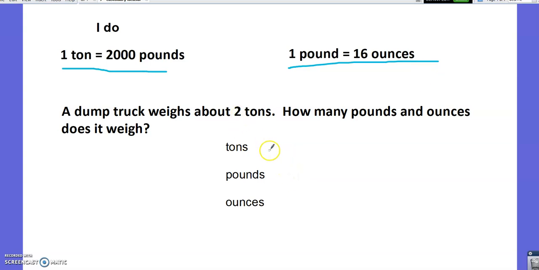So we're starting with tons. A dump truck weighs about 2 tons. So I'm going to put that here. And I want to know how many pounds and ounces that weighs. So we're going to measure it in all 3 units, the same 2-ton dump truck. So the conversion from tons to pounds is times 2,000. There are 2,000 pounds in each ton. So if 1 ton is 2,000 pounds, 2 tons is 4,000 pounds.